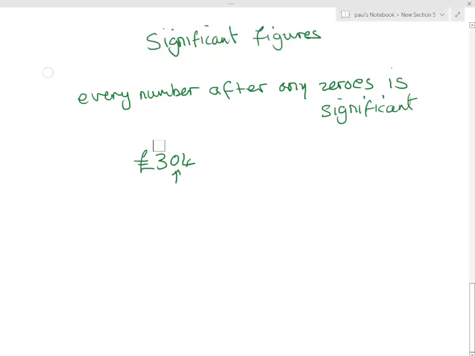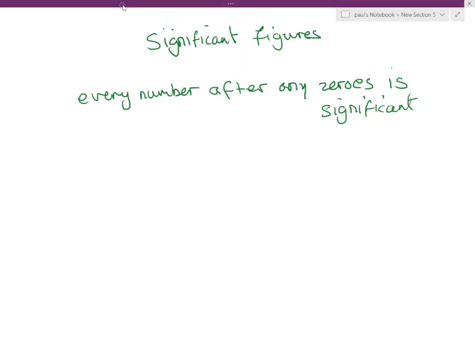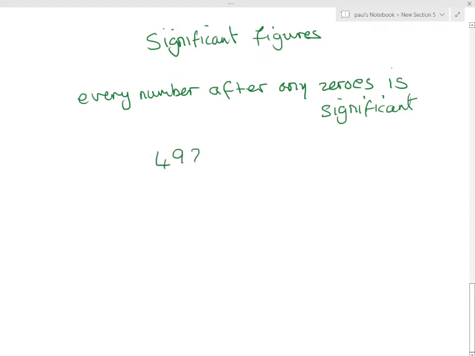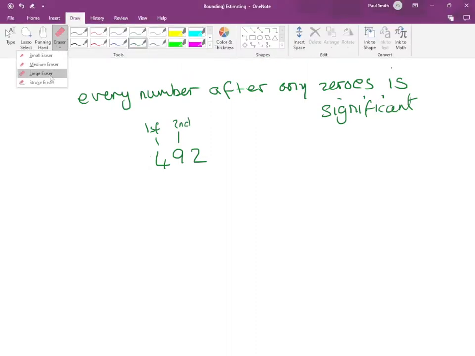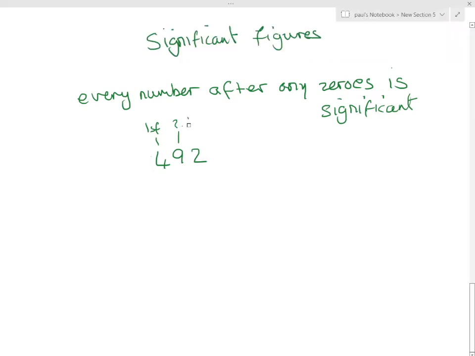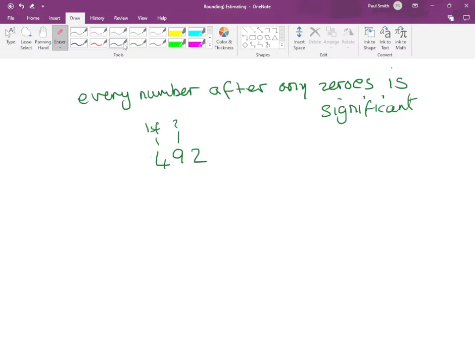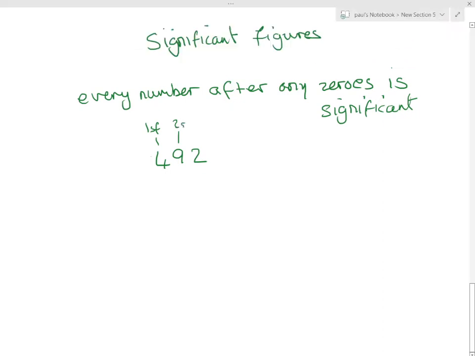Any zeros. So let's have a look. Now we said that every number after any zero. So if we have a whole number, 492, there are no zeros there, so every one is significant. So that one is the first significant figure. There's the second. Oh, I could write SF, make it clearer. Otherwise, we've got too many letters there. Second significant figure, and this one is the third significant figure.